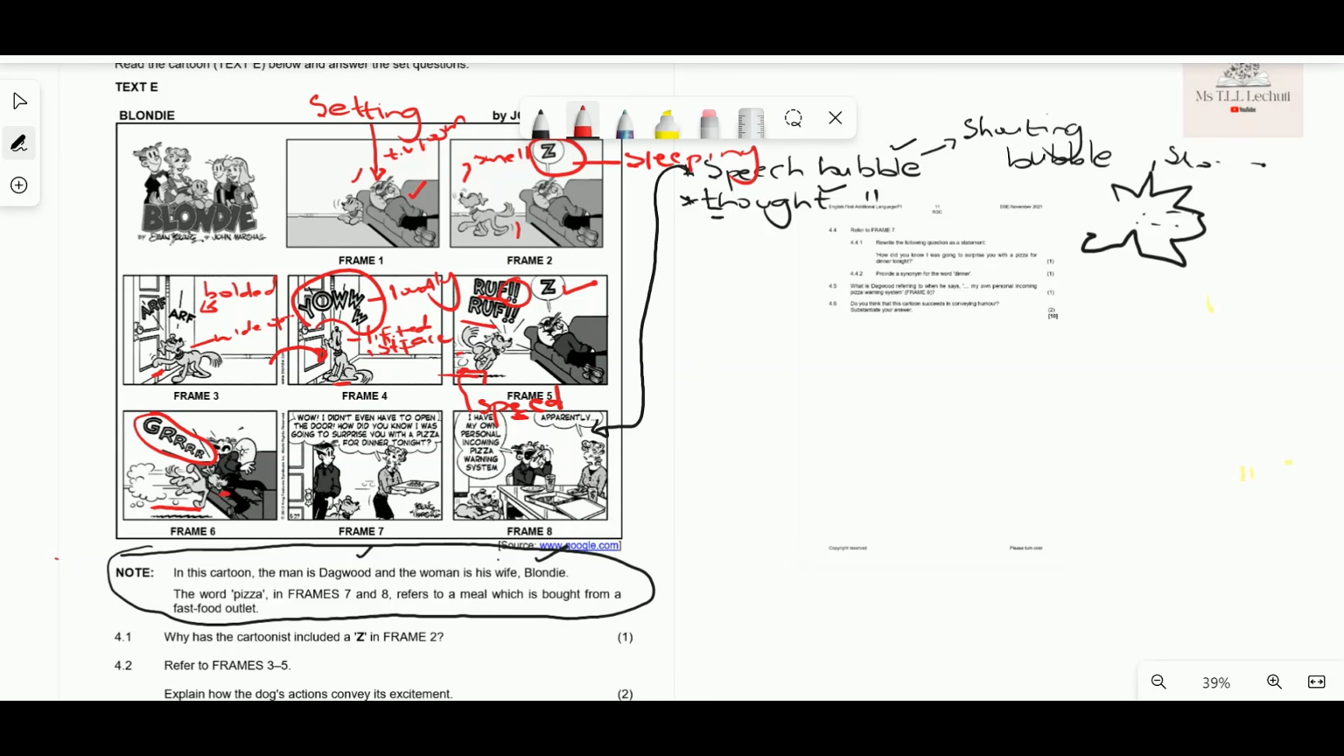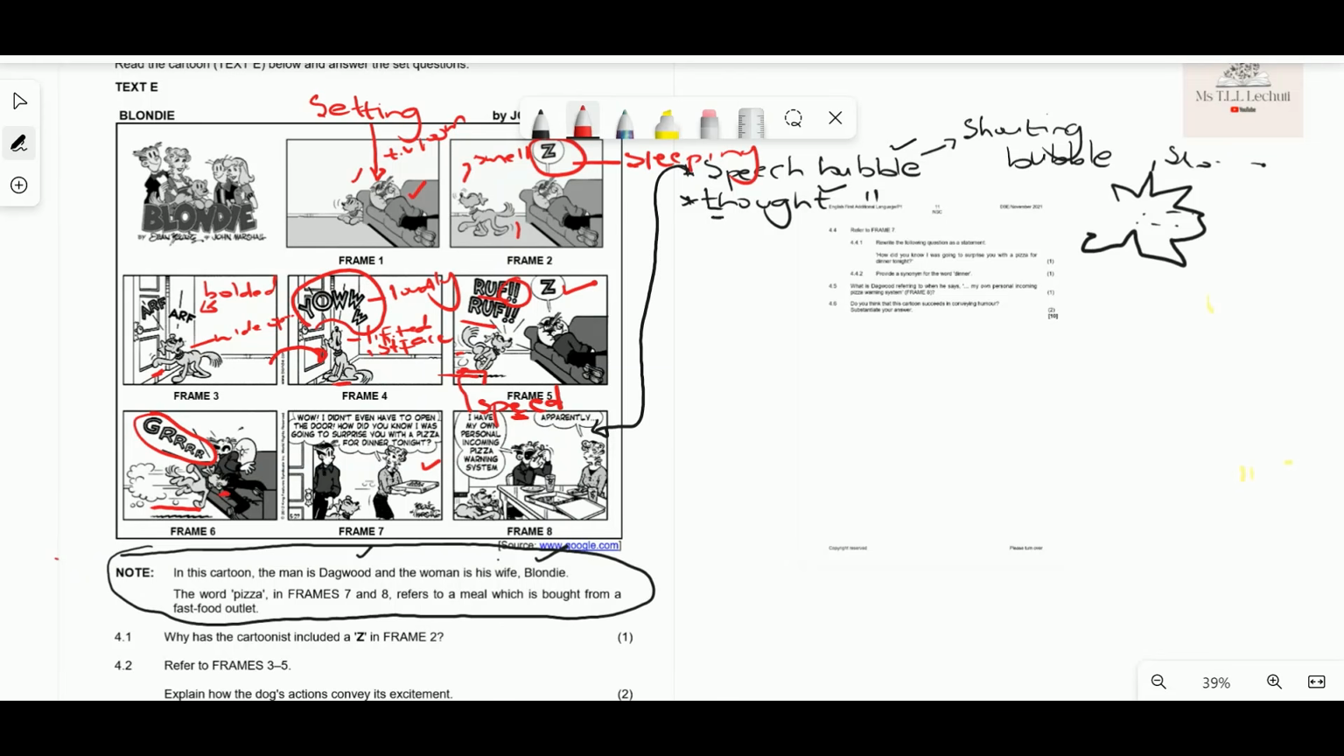In frame 7, we see a new character that we have not seen thus far, and that character is Blondie. Blondie is saying, "Wow, I don't even have to open the door. How did you know that I was going to surprise you with a pizza for dinner tonight?" That's Blondie asking Duckwood. And now let us look at Duckwood.